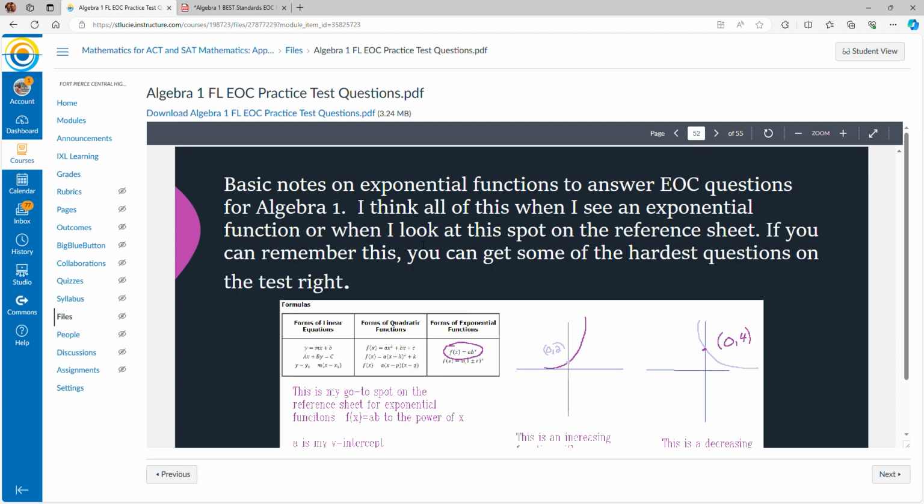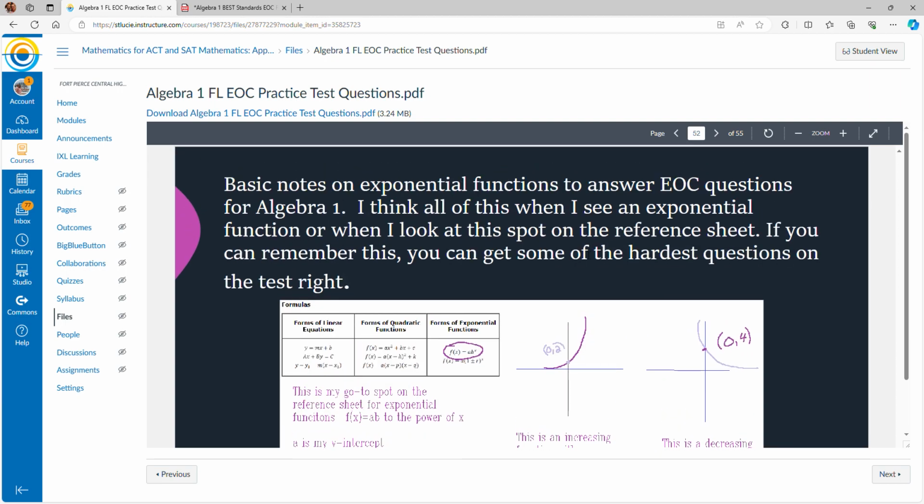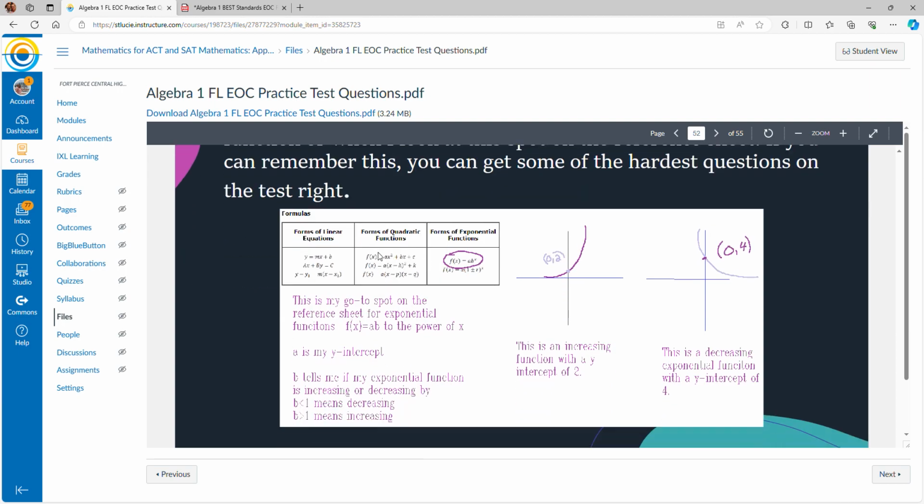I think about all of this when I see an exponential function or when I look at this spot on the reference sheet. If you can remember this, you can get some of the hardest questions on the test, right? So, forms of exponential functions. F of x equals ab to the power of x. This is my go-to spot on the reference sheet for exponential functions.